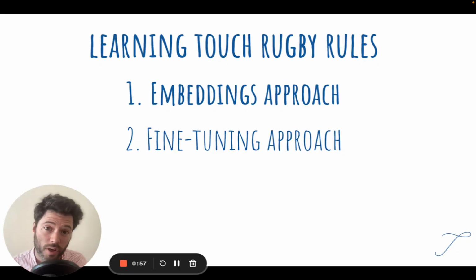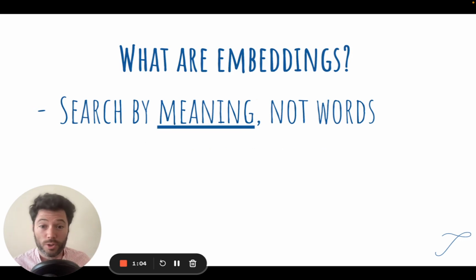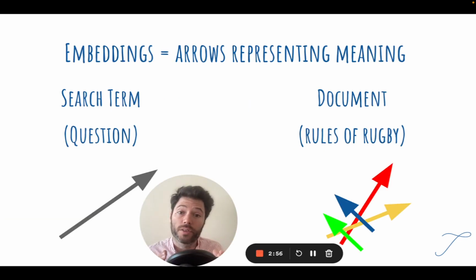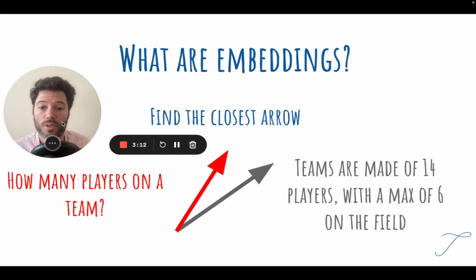Today we'll be focused on the embeddings approach to answer questions about the rules of touch rugby. You're probably used to using Control F and searching for words, but embeddings allow us to search for meaning rather than just directly search for words or phrases. With embeddings, we represent the question by an arrow. We also take the document and represent each paragraph or phrase by an arrow. And the direction of these arrows is representative of the meaning.